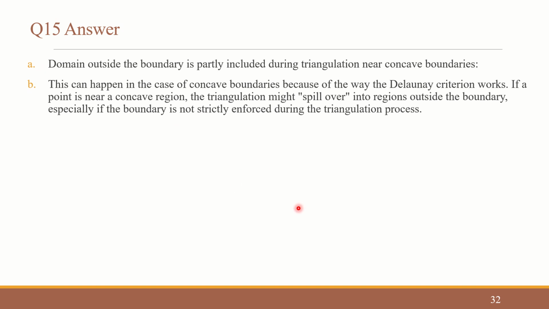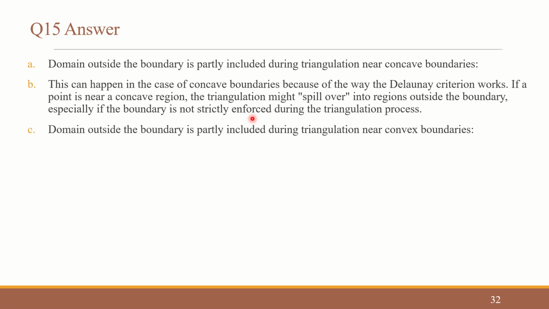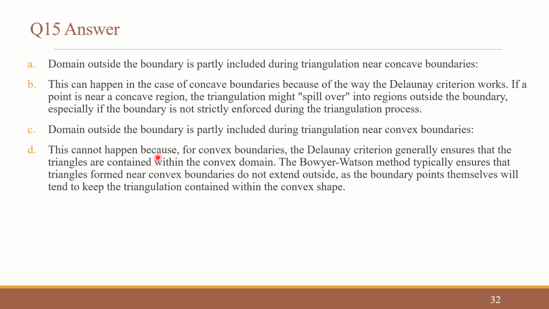If it is like this, imagine. So if we are using triangulation criteria, sometimes it can spill over into the outside boundary, and if boundary is not strictly enforced during the triangulation process, the possibility is there actually to include the domain outside the boundary for the concave boundaries. Whereas for the convex boundaries, it cannot happen because for convex boundaries, the Delaunay criteria generally ensures that the triangles are often contained within the convex domain.